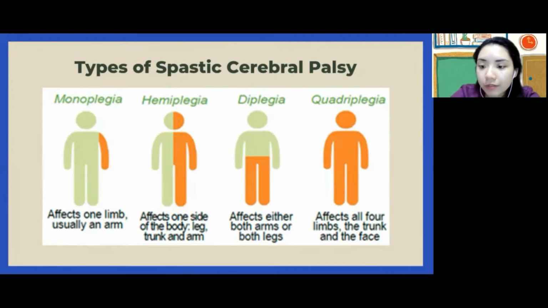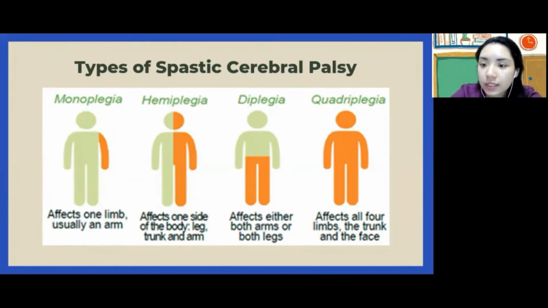And then we also have diplegia. Another term for this is also paraplegia. This affects either both arms or both legs. So it may affect all of your upper extremities, so both of your arms and or your upper body, and then your lower part or your lower extremities. And then we also have triplegia. It's not presented here, but there's also another type which is triplegia.